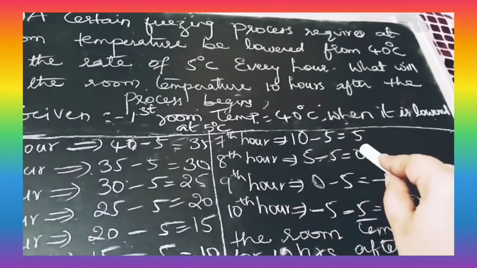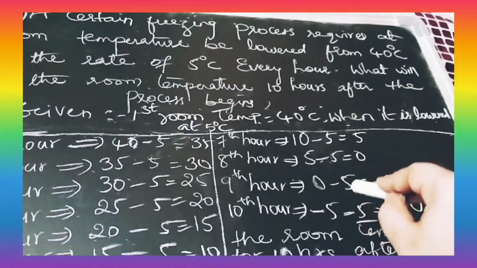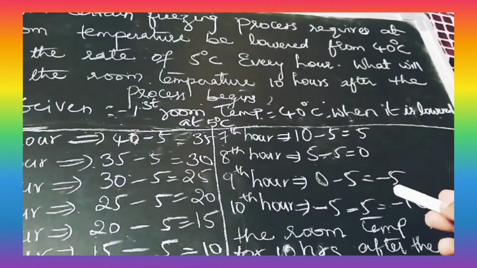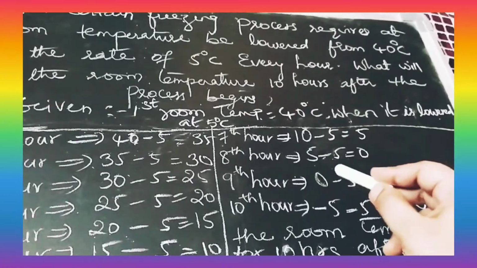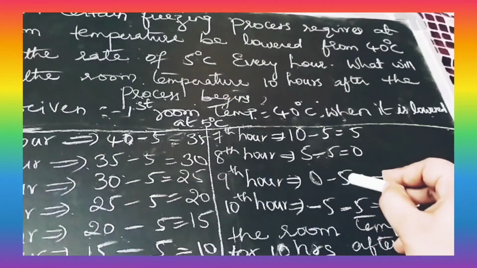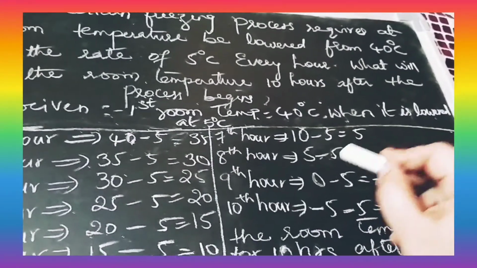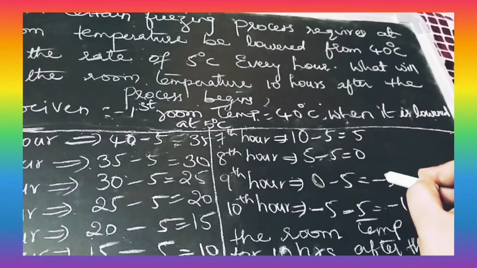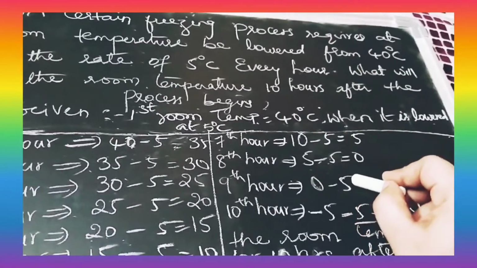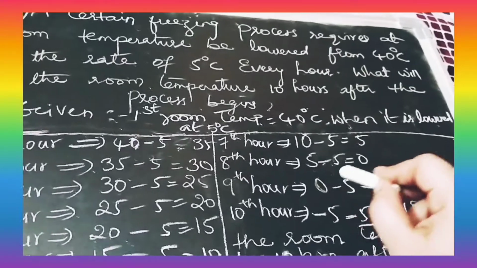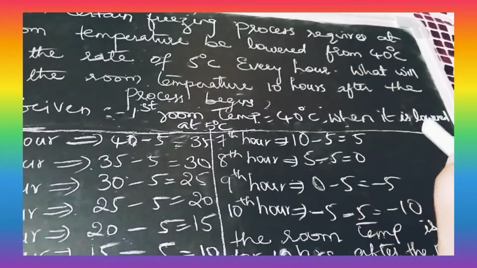In the ninth hour it is 0 minus 5. What is 0 minus 5? It is minus 5 only. Okay, don't think that there is a multiplication here, 0 into 5 is 0. It is not like that. 0 minus 5 is minus 5, and 0 plus 5 is 5. Okay, and 0 into 5 is 0 and 5 into 0 is 0.